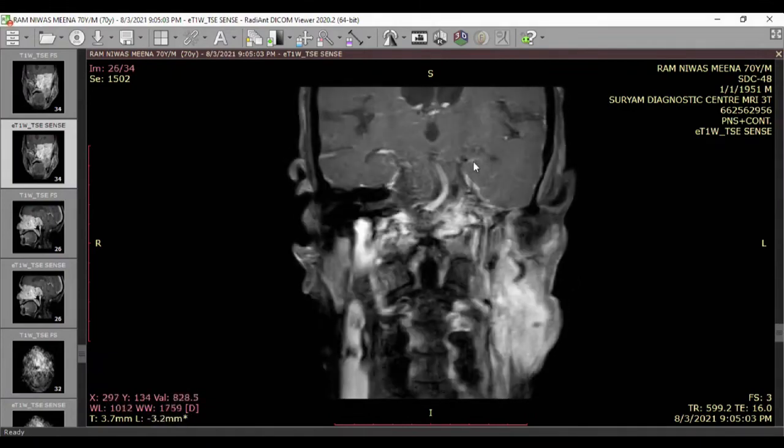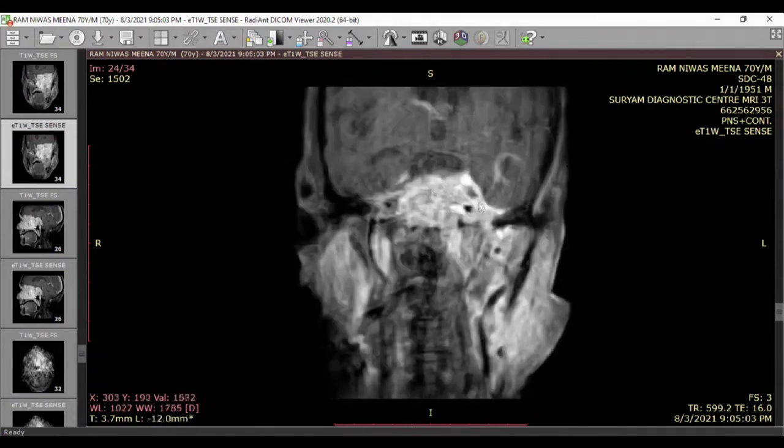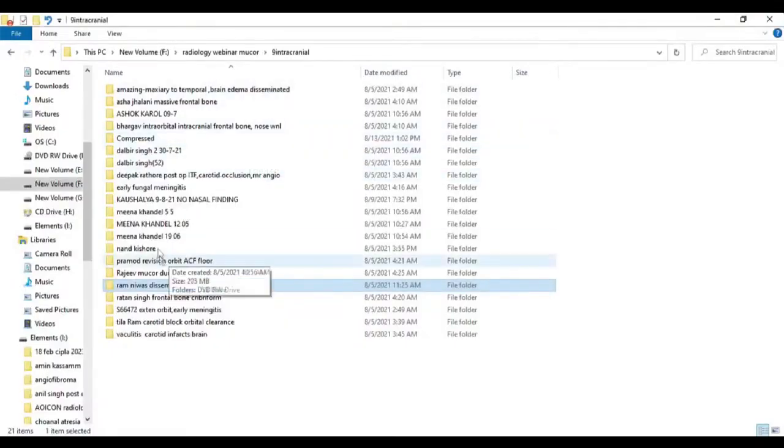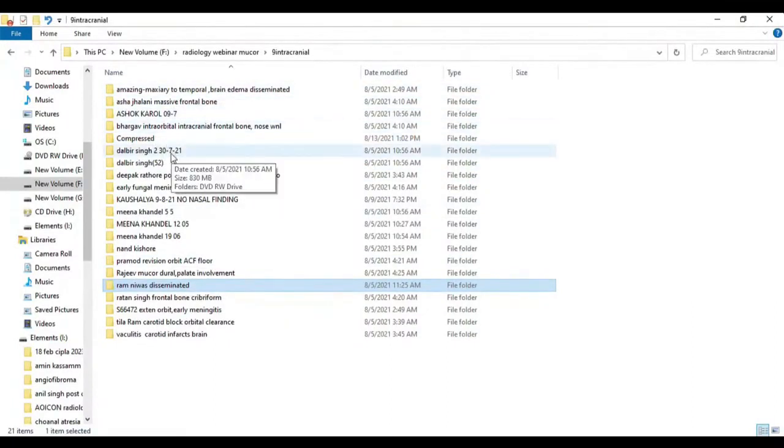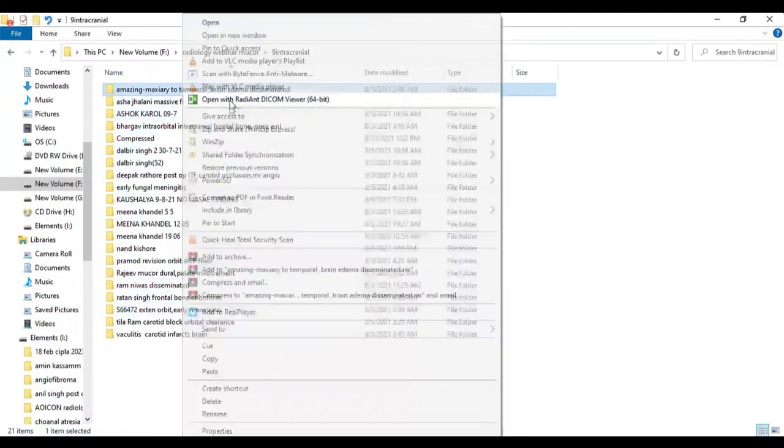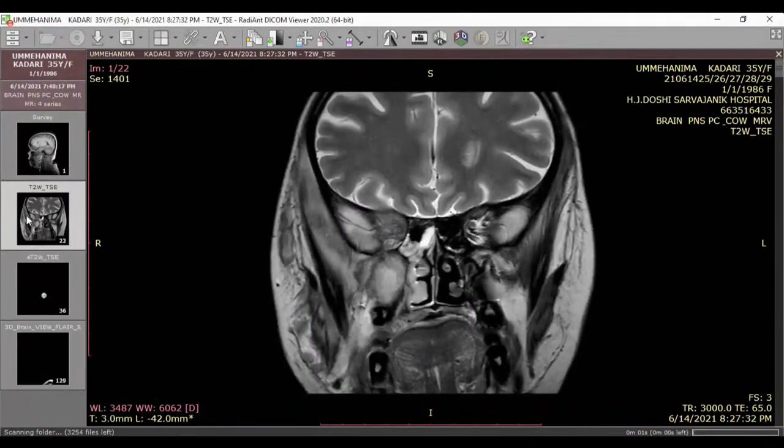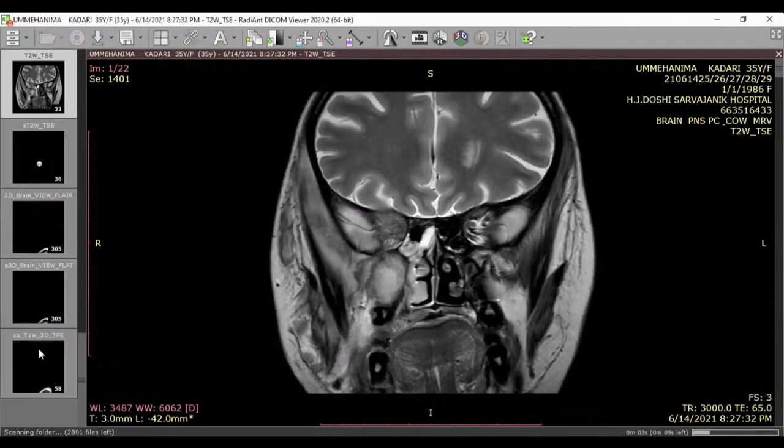You can't help. You can see the entire sphenoid with 360-degree carotid involvement. Now this is your limitation. You can't treat such patients. These are the most difficult disseminated fungal disease.